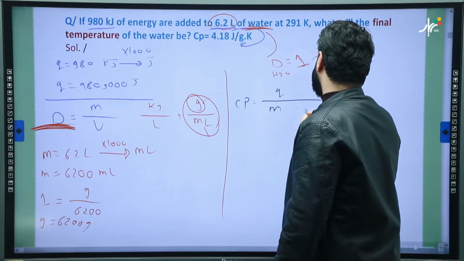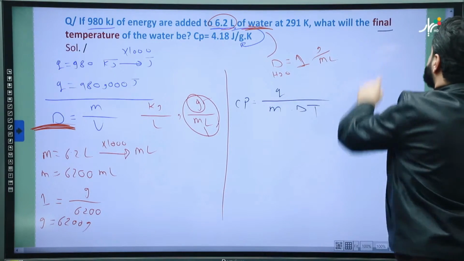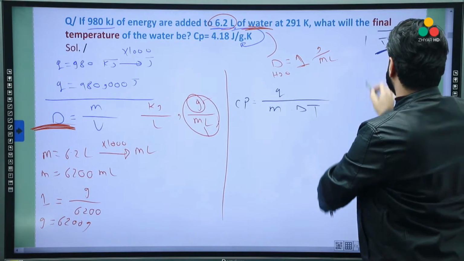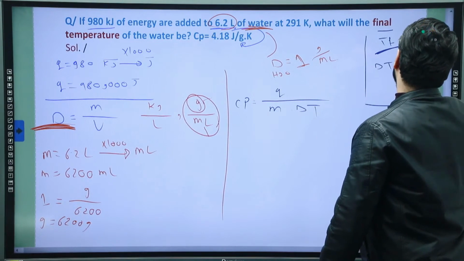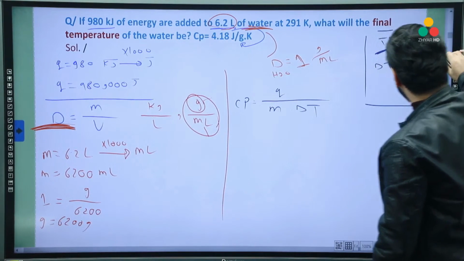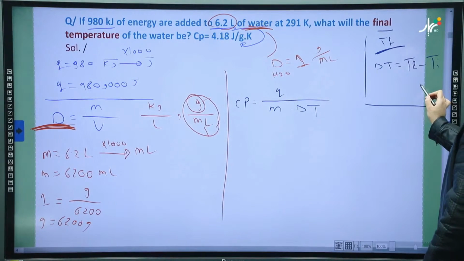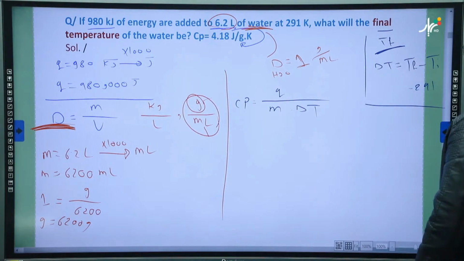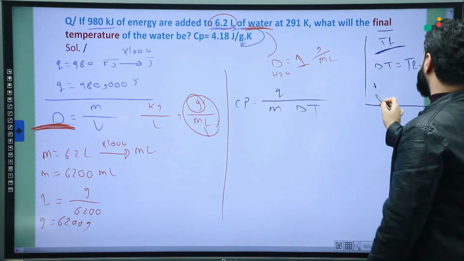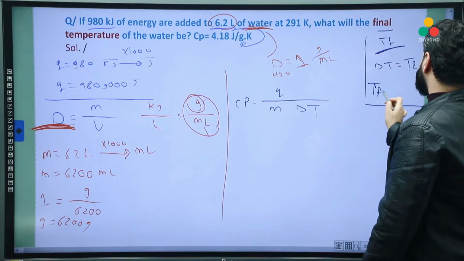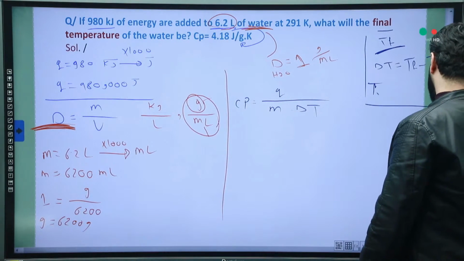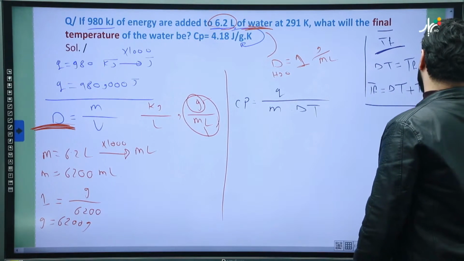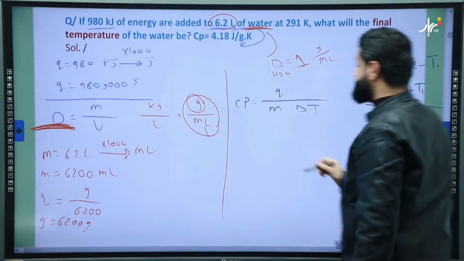Cp equals Q over M delta T. We are looking for the final temperature, T final. So to get the value of T final, we need delta T, because delta T equals T final minus T initial. We have T initial, 298, but we don't have T final. So if we calculate delta T, T final is very easy: T final equals delta T plus T initial. So we must get the value of delta T.